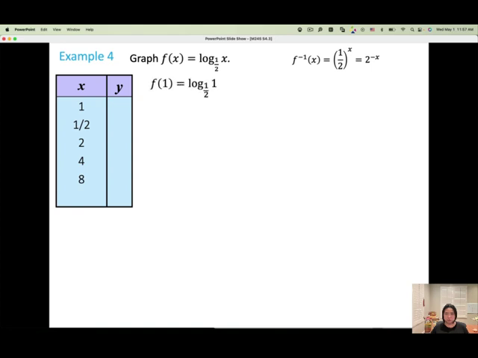So first one, I do have a log with the base a of 1. Remember what that's going to be equal to? That's going to be equal to 0. Second one, log base a of a, these two numbers are the same thing, so that will be equal to 1 here.